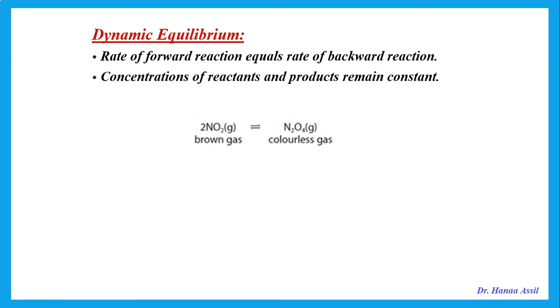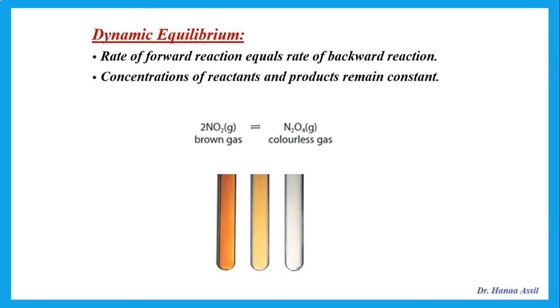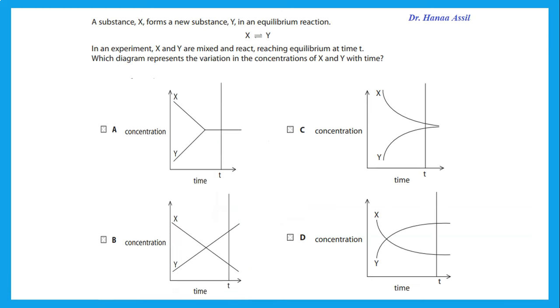So if we have nitrogen dioxide, a brown gas, it could dimerize to form N2O4, which is a colorless gas. But then the colorless gas could break down again to form NO2, which is brown, and we keep going forward and backward until we reach equilibrium, in which we are in a state in between, so that the forward reaction equals the backward reaction.